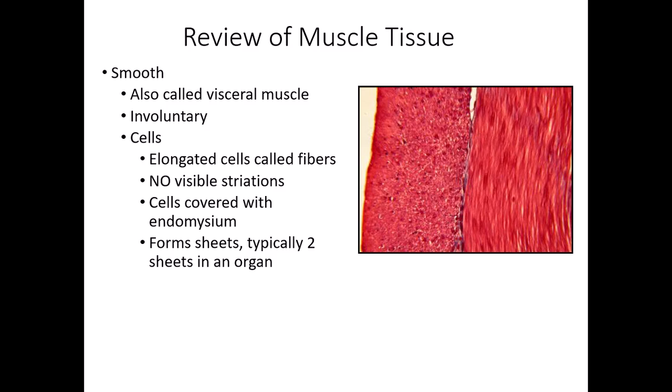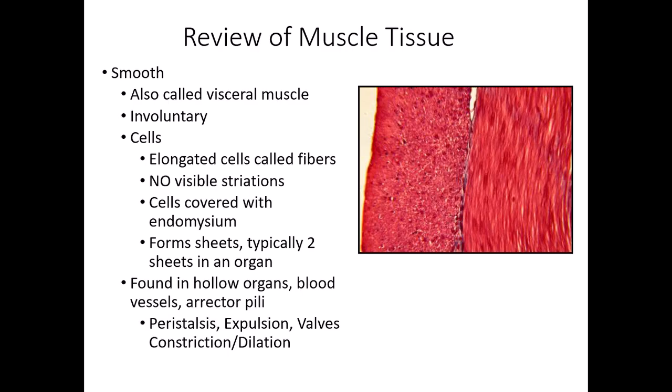Individual cells are covered by that same kind of connective tissue, endomysium. And often organs will have two sheets of smooth muscle, and you're seeing the two sheets of smooth muscle in a typical hollow organ in this picture. And it's a cross section. So what we find is that one layer of smooth muscle will run around the length of the lumen, around the tube, and the other layer will run up and down the tube, elongated. And so when you take a cross section, you get two different views of the muscle cells, and you saw this in lab weeks ago.